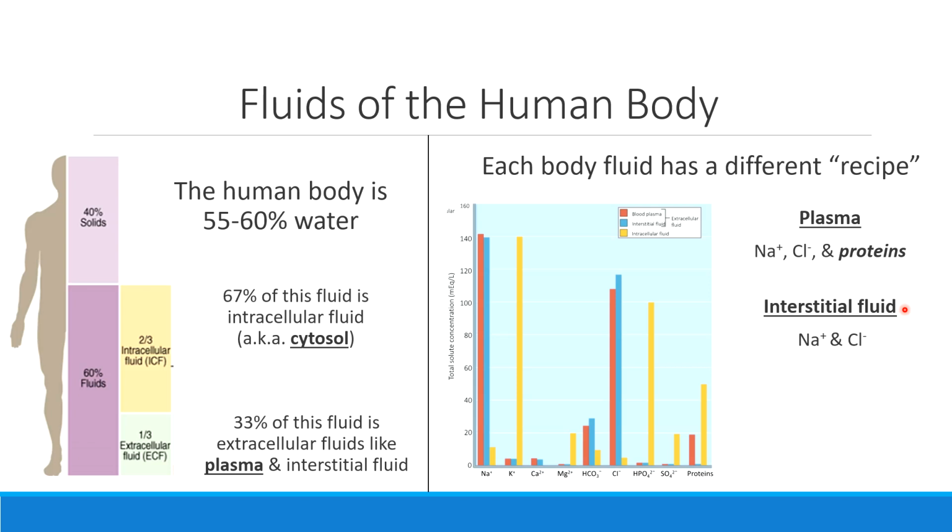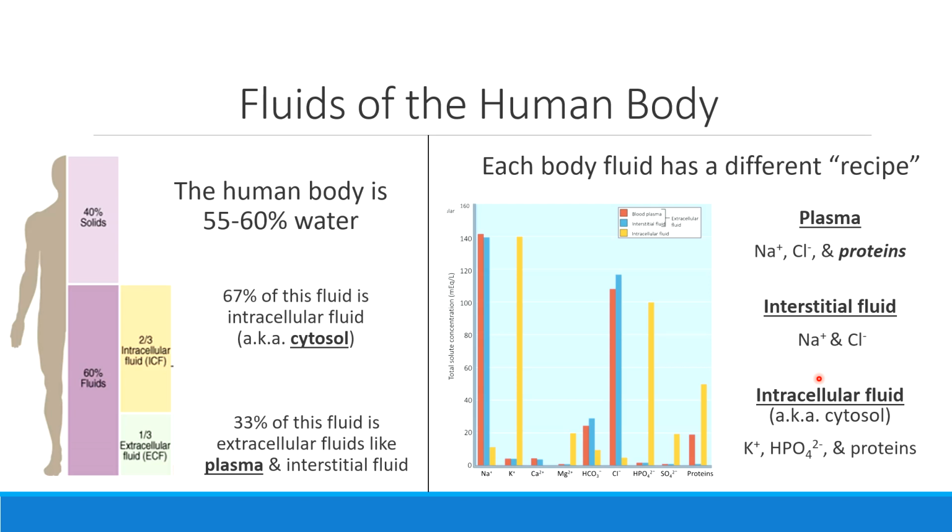Interstitial fluid, the fluid found between your cells inside tissues, has a high level of sodium and chloride, but not this high level of proteins. Plasma proteins, by the way, are things like clotting factors or antibodies, things that help your blood to do its job. Remember, though, that these two fluids only make up about 1/3 of the fluids in your body. The majority of the fluids in your body are intracellular, they're inside your cells.